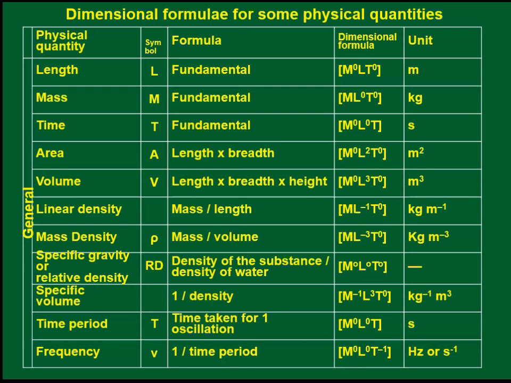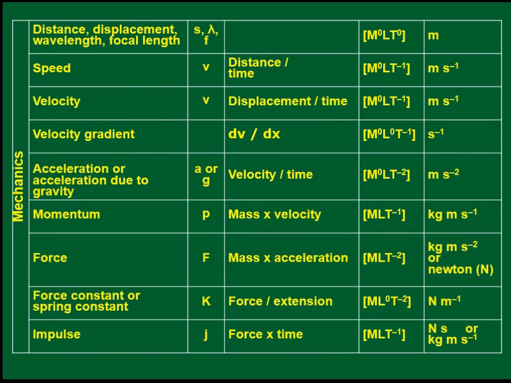Work, energy, energy density, power, pressure, pressure head, gravitational potential, universal gravitational constant. This dimension you may remember: M to the power minus 1, L cubed, T to the power minus 2. And intensity of gravitational field. This is also known as the acceleration due to gravity. Later on we will come to know.